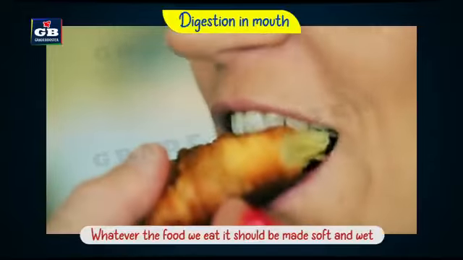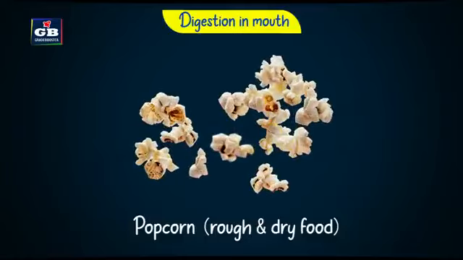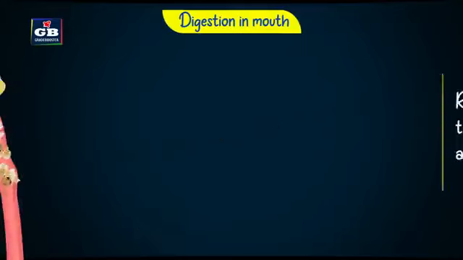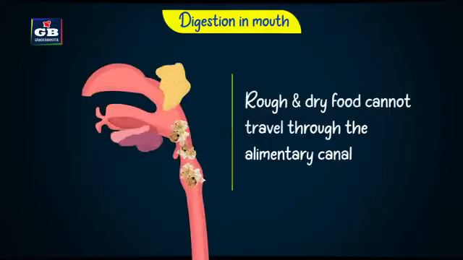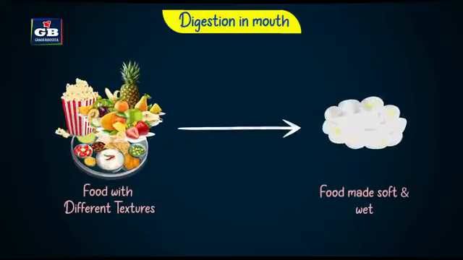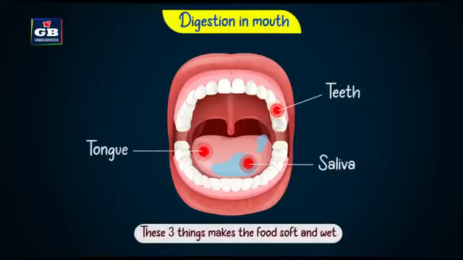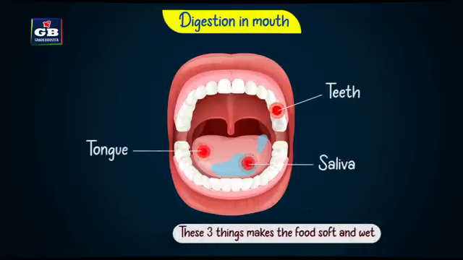Whatever food we eat should be made soft and wet, because if it is rough and dry, it cannot easily travel through the alimentary canal. So, whatever food we eat should be made soft and wet before swallowing. Who does this job? The teeth, saliva, and tongue. These three do the job of making food soft.